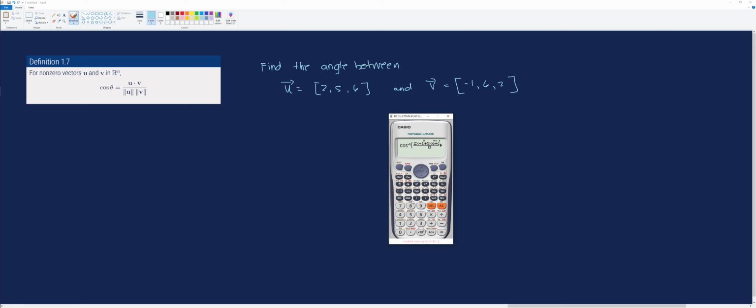Next, in the denominator, we solve for the norm of vector u. So we use square root of 2 squared plus 5 squared plus 6 squared. We move forward and have the multiplication sign. Then another square root for the norm of vector v. So that is negative 1 squared plus 6 squared plus 2 squared. Hitting the equal sign, and we will have the result, which is around 39.21 degrees.